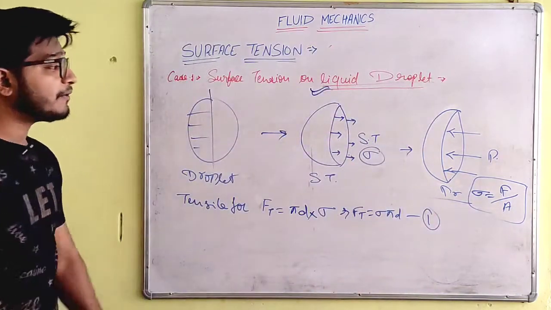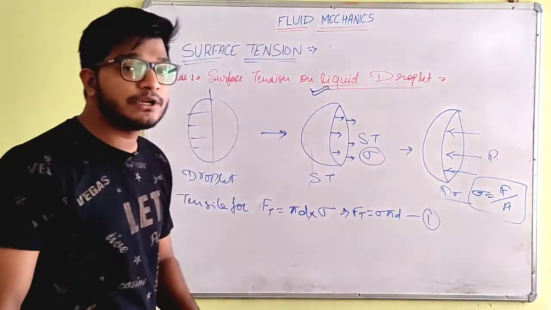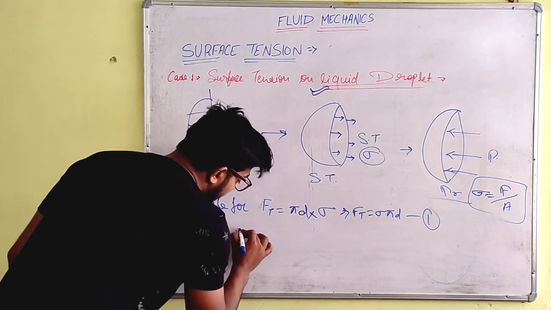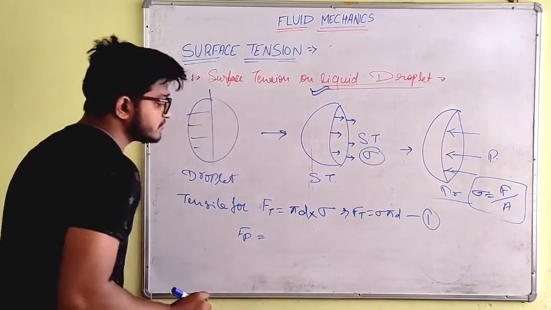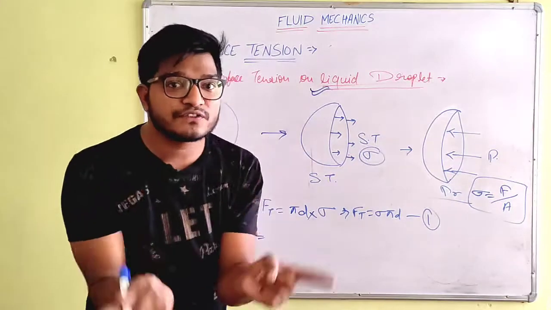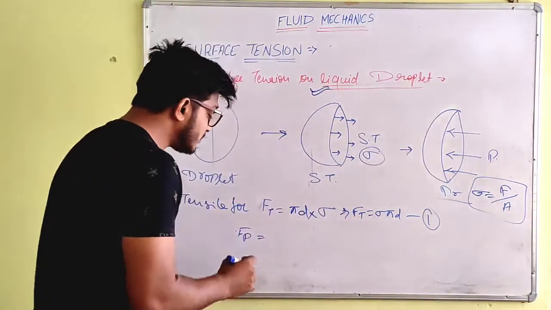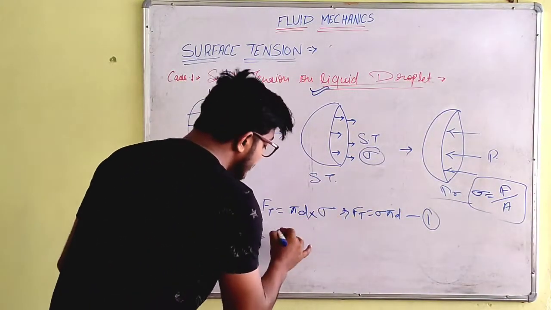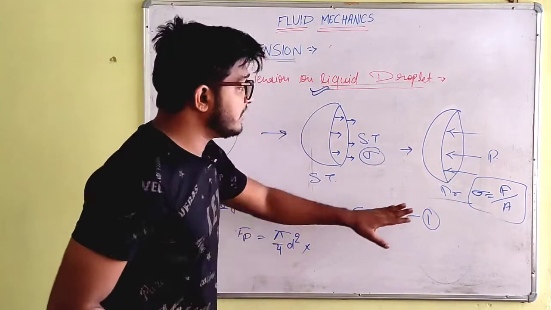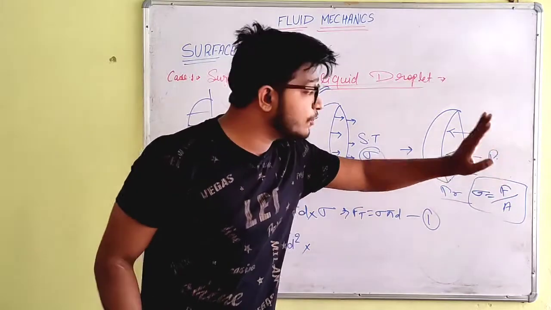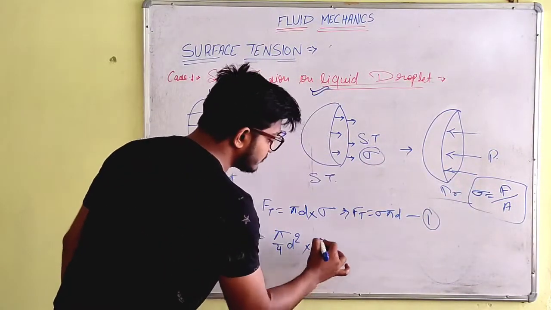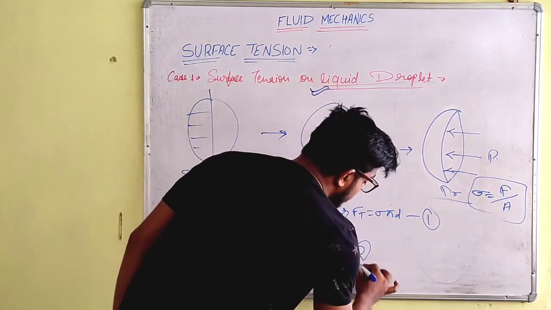Now let's talk about the pressure situation. What is going to happen in the pressure situation? Fp is equal to, here it is acting on the whole area of the droplet. The area will be pi by 4 d square, into the pressure which is the load acting here. So Fp is pi by 4 d square into p, which is equation number 2.